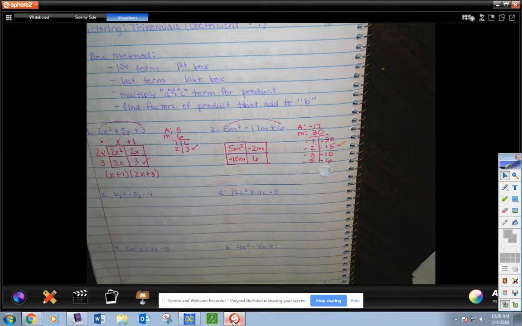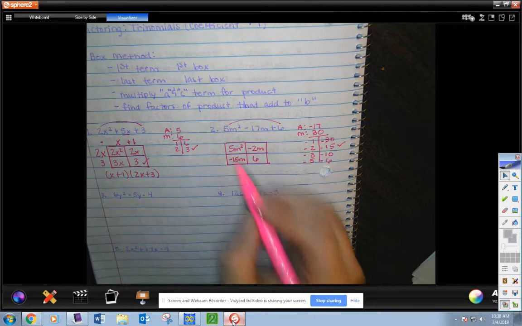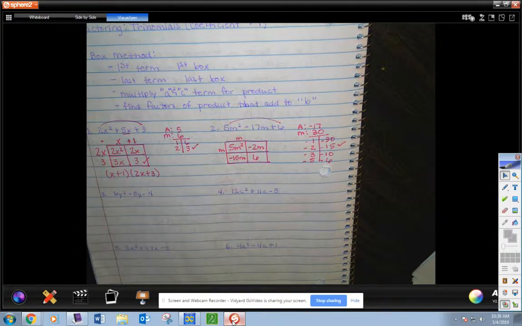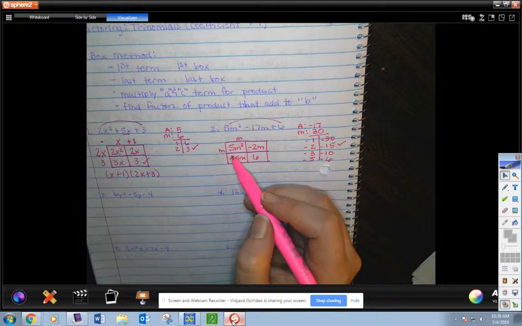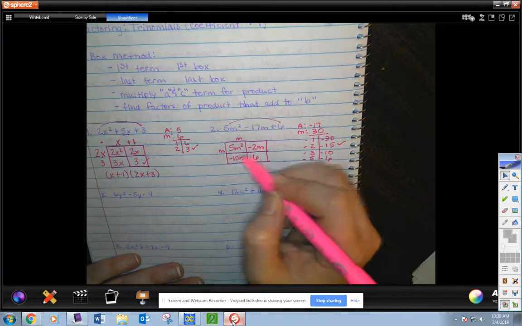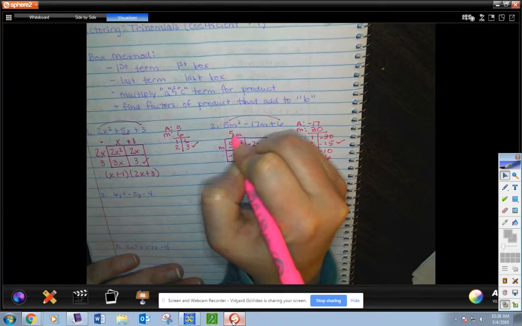Okay, for this problem, I'm going to go ahead and split the m squared, m and m. And now I need my multiples of 5. Well, the only way to multiply to 5 is 1 and 5. And 5 cannot go into 2. It can only go into 15. So I'm going to put the 5 at the top.